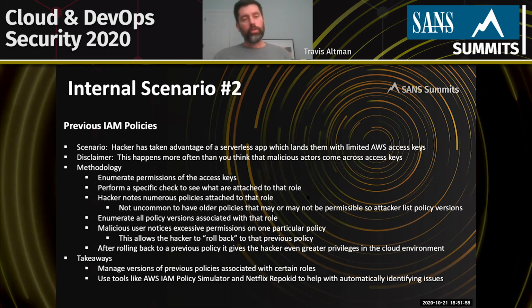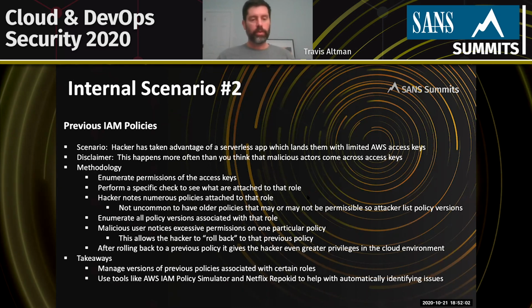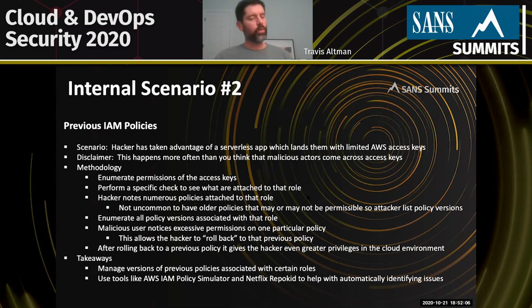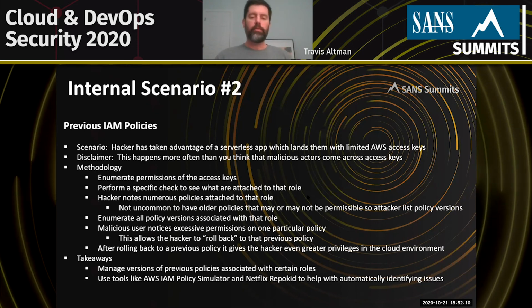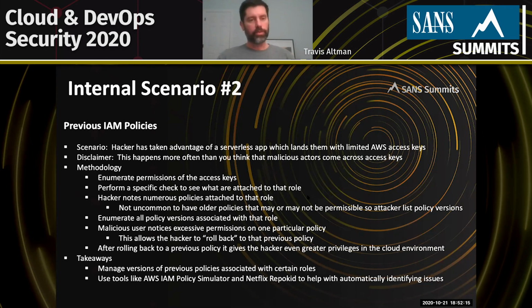And then obviously you can use commercial tools and open source tools to try and see where you might have some of those policies that are in violation of permissions. There are tools like AWS's IAM policy simulator, which allow you to do that. And Netflix has another tool called RepoKit, which helps you automatically identify some of those issues as well.